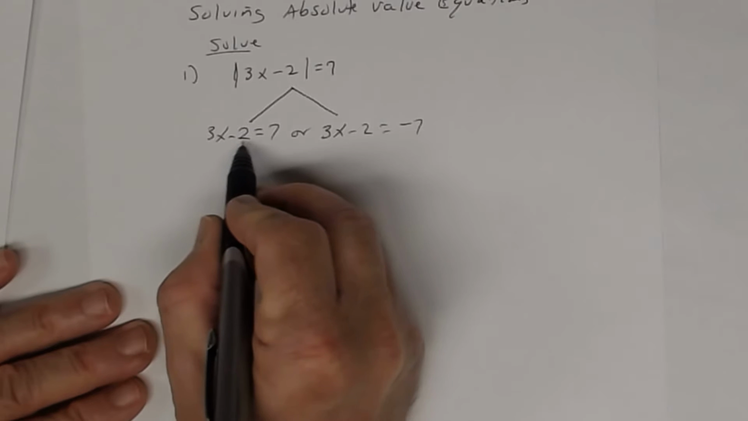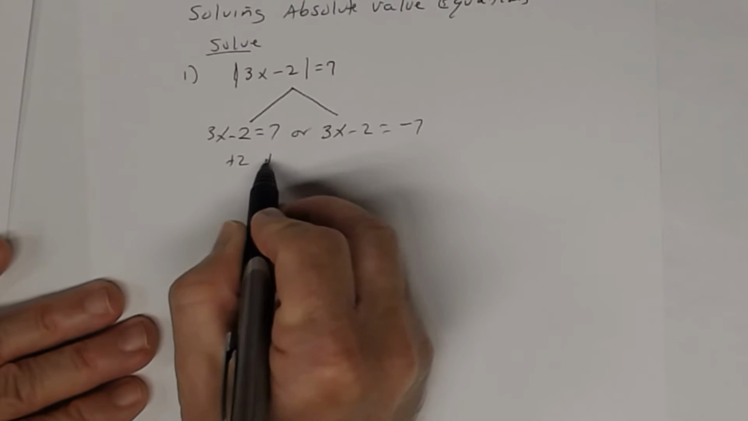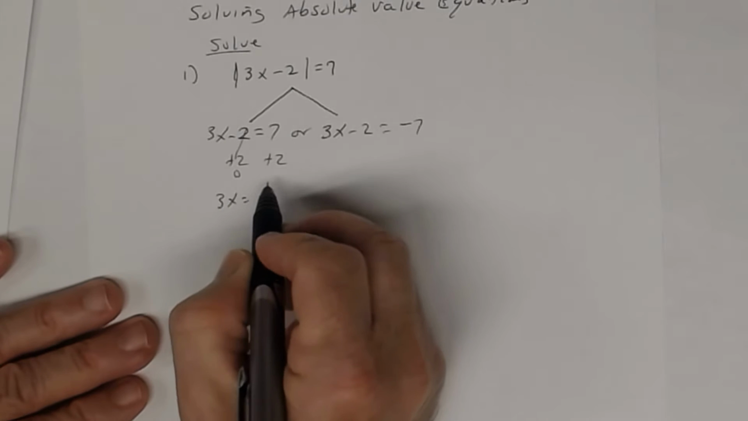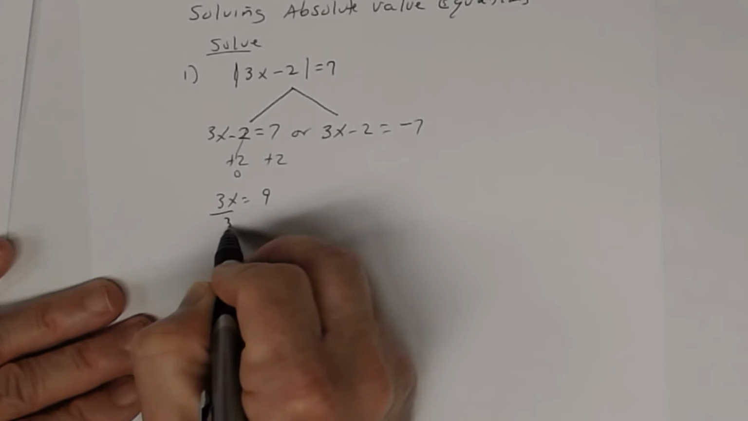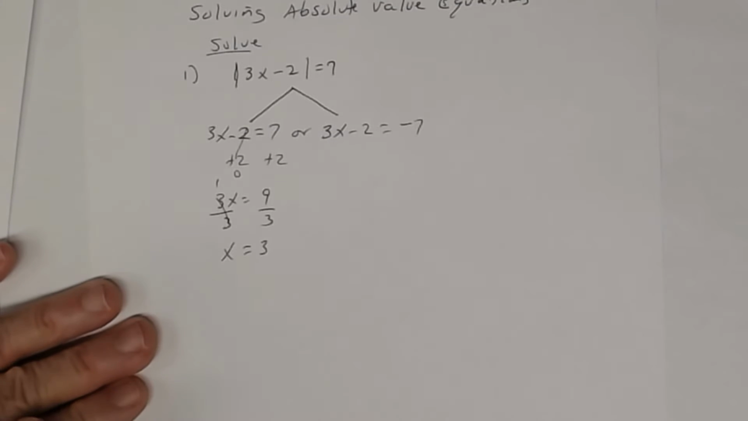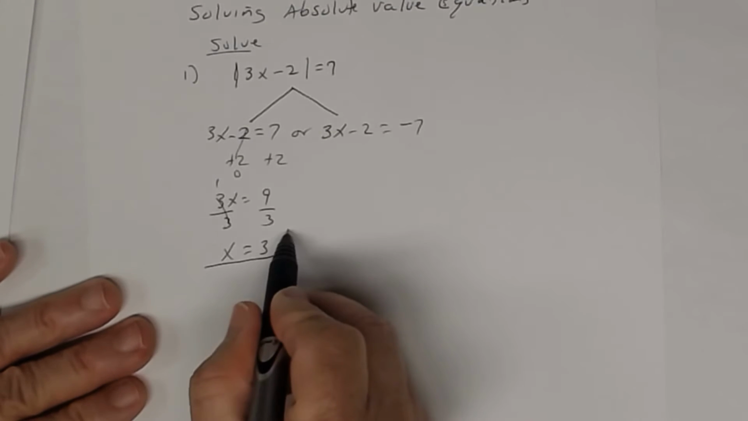All right, so let's go ahead and solve these linear equations. I'm going to add 2 to both sides. So when I combine like terms, I get 3x equals 7 plus 2, which is 9. Divide both sides by 3. One of my solutions is 3. Okay, so there's one of my solutions.